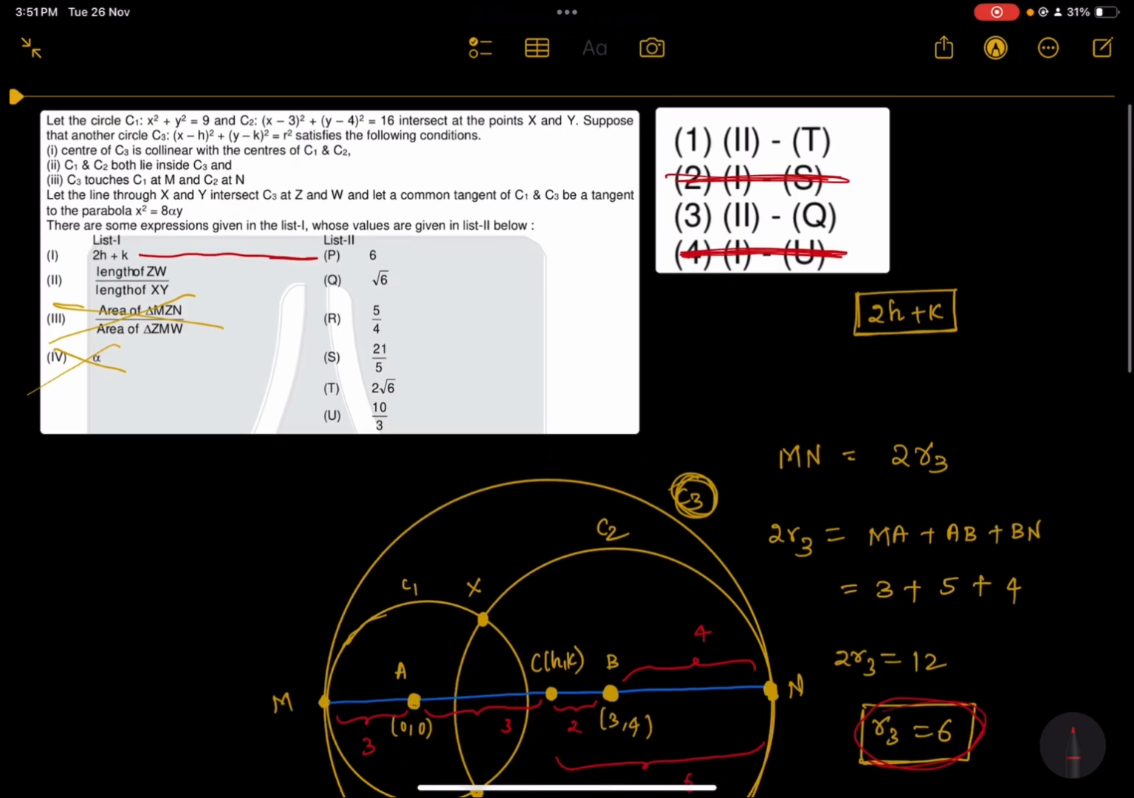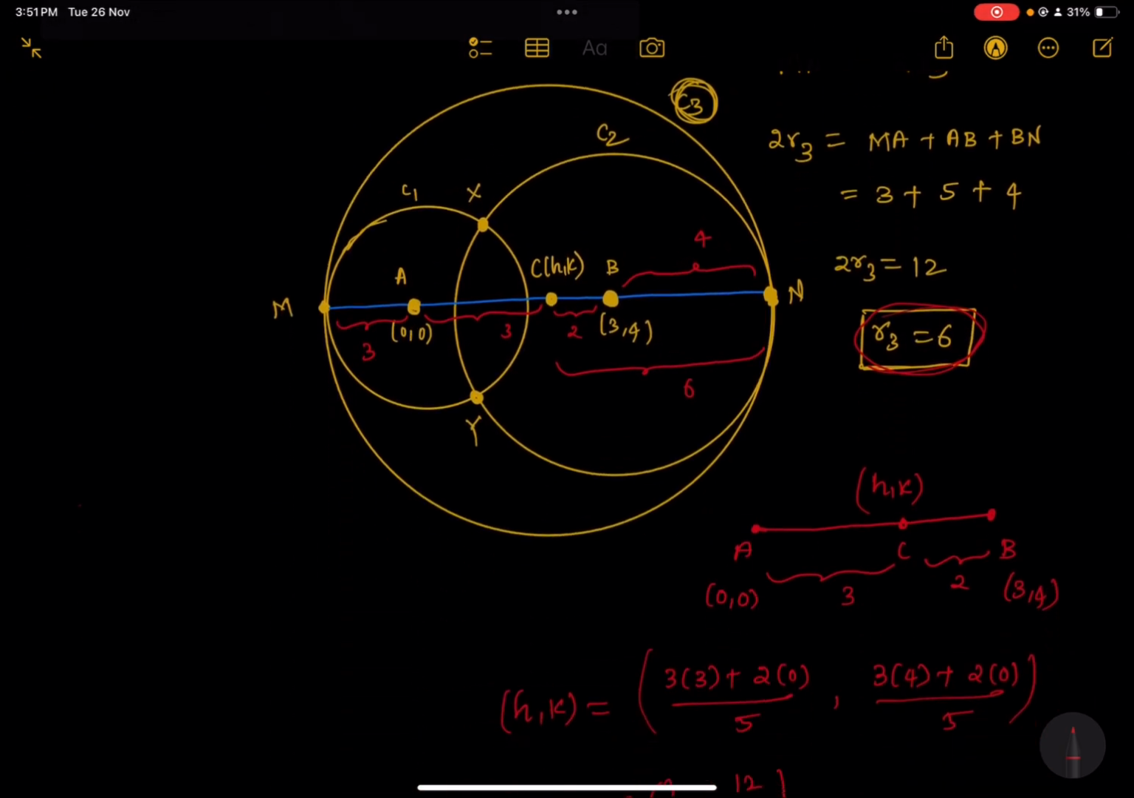Now we have to find out the length of ZW by the length of XY. We have to draw a line passing through X and Y, and this line intersects the bigger circle at Z and W. Now we have to find out the length of XY. For that, let us consider this triangle. Let this be P. XY is simply the radical axis of C1 and C2. Therefore, this angle is 90 degrees. The radical axis always makes an angle of 90 degrees with the line joining the centers.